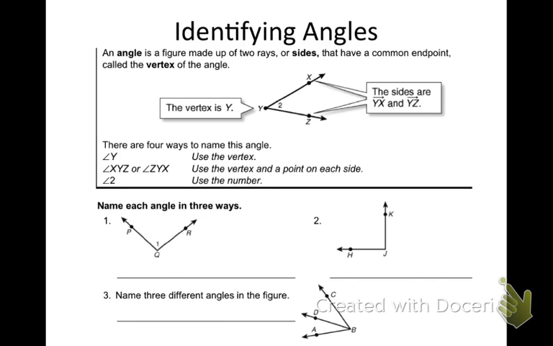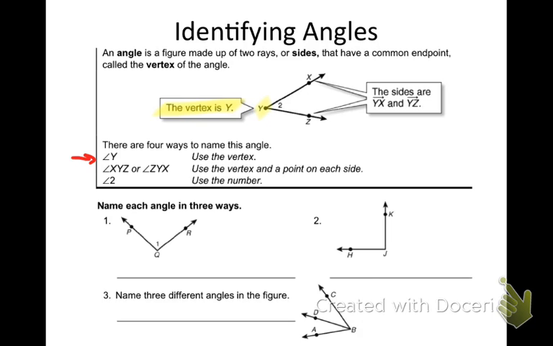Okay, first thing we're going to talk about here today is identifying angles. Again, an angle is a figure made up of two rays or sides that have a common endpoint called the vertex. The vertex is the point there. There's a lot of different ways to name angles. If there's no other angles, you could say it's angle Y. So it's the angle at that vertex. If there's just the one, you can say, hey, that's angle Y.